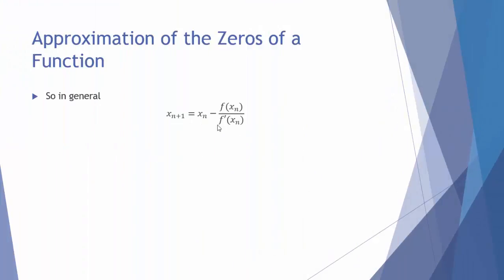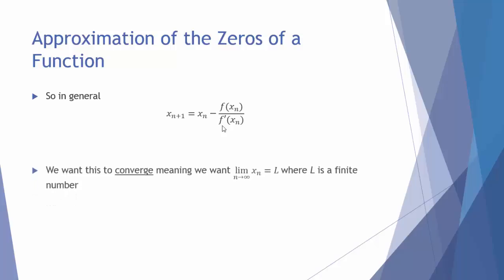And what we find is that in general, anytime you want the next x value, and that's what we mean by x sub n plus 1, that is the x value that follows x sub n. Notice the n is being increased by 1, so it's the next one. If you want the next x value, all you have to do is take x sub n minus f of x sub n divided by the derivative of f at x sub n. And this is our general formula for Newton's method to approximate the zeros of a function. Now, we do need to mention that we want this to converge.